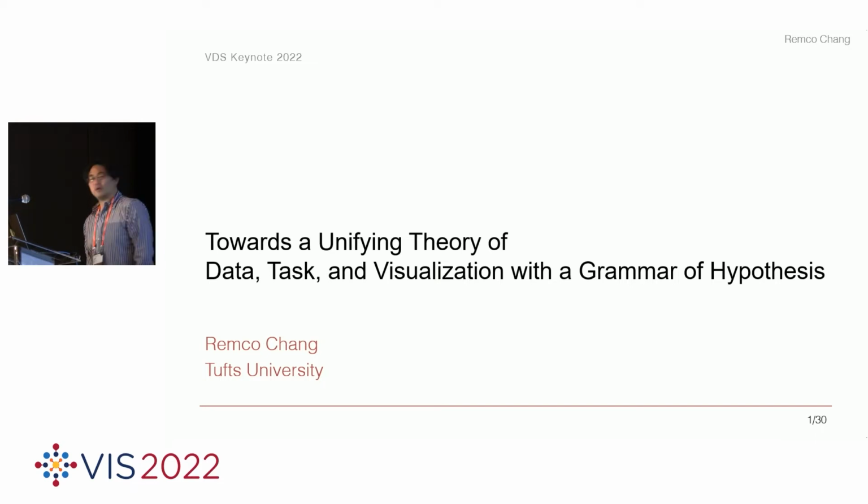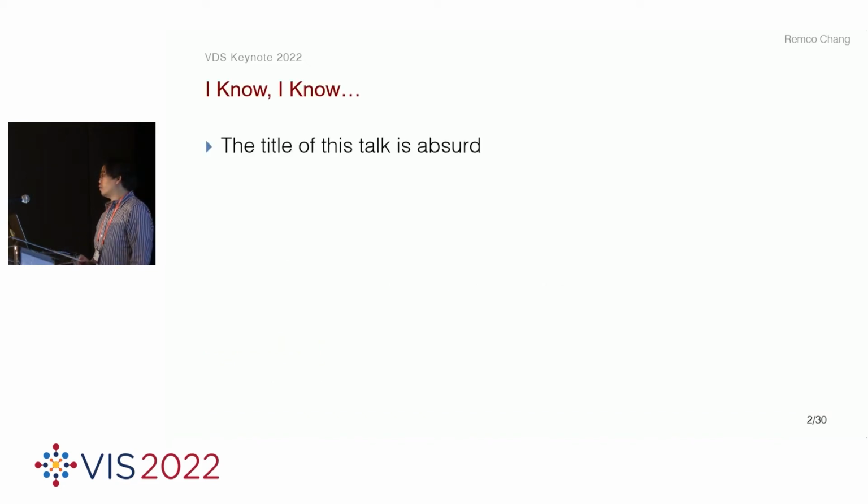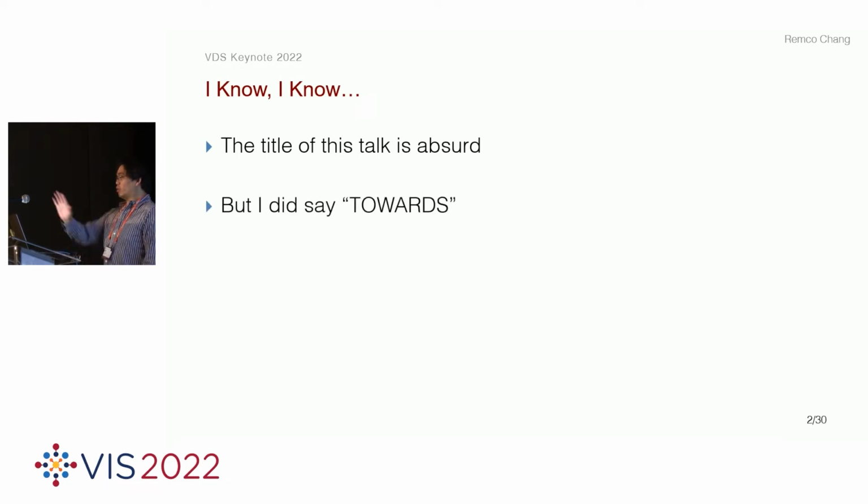Okay, so today I wanted to share with you some work we've been doing for the past year or so. And the title of this talk is Towards a Unifying Theory of Data, Task, and Visualization with a Grammar of Hypothesis. Now, before I start, I know the title of this talk is absurd, but I did say towards, so that makes it okay, right?